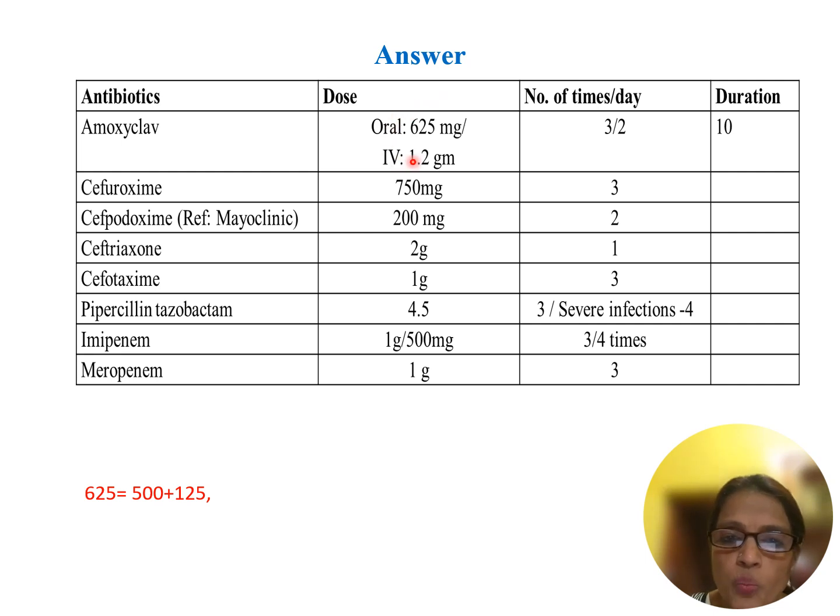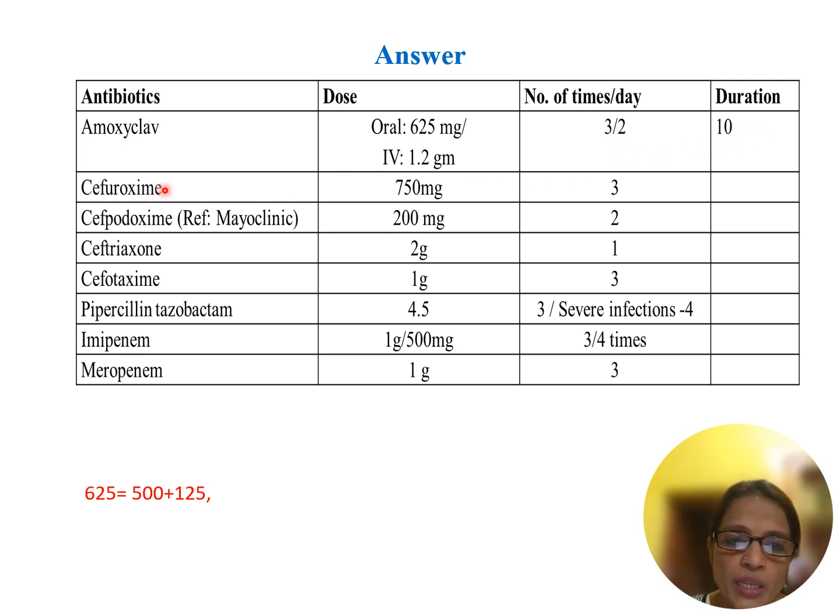And then here 1.2, you don't have to change anything. 3 or 2 times a day. Of course, oral is given 3 times a day. Injectable either 2 or 3 times a day, and duration is say 10 days.